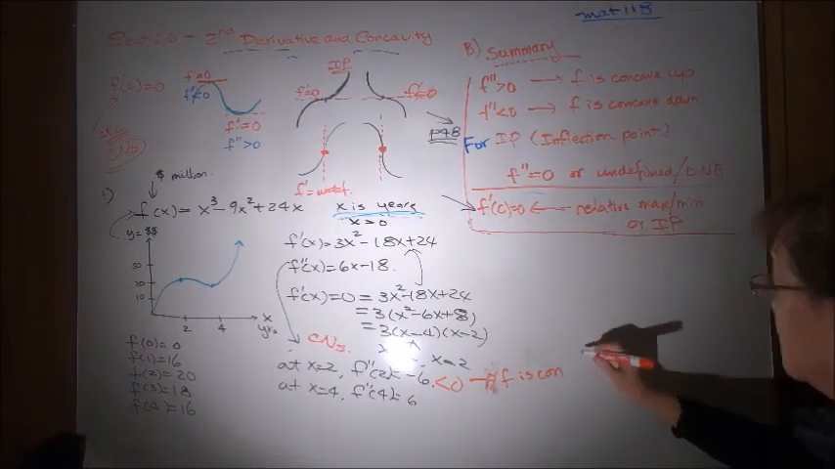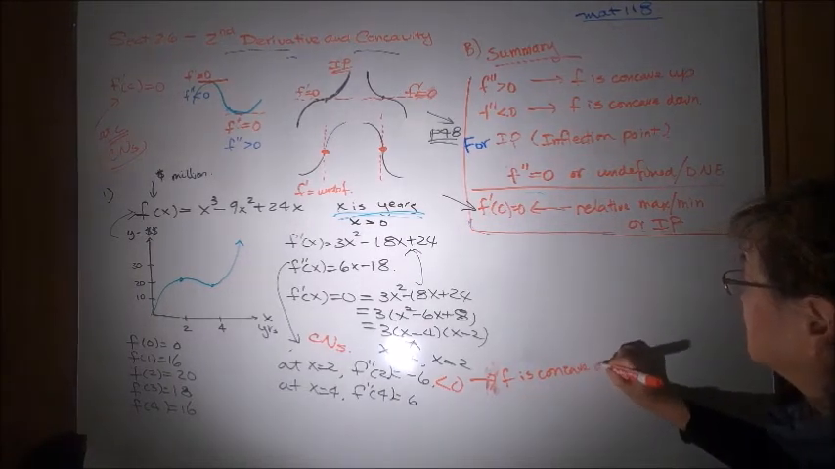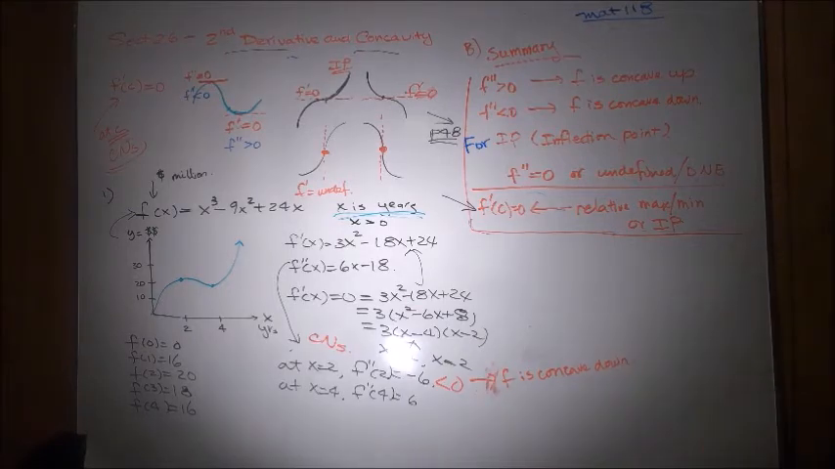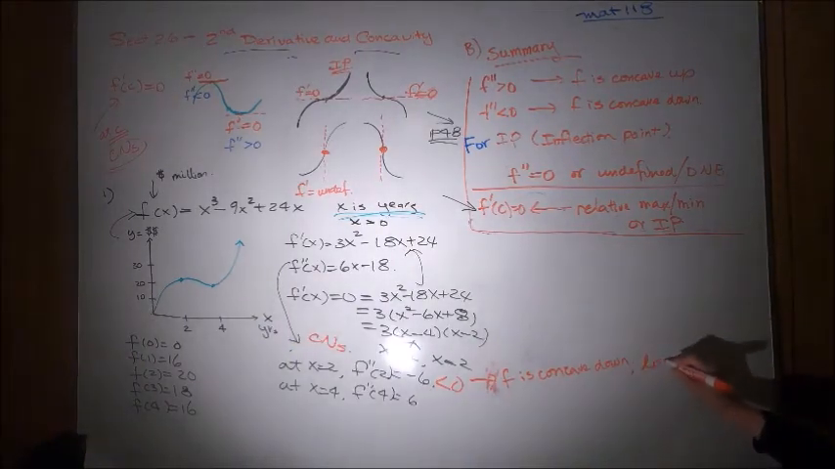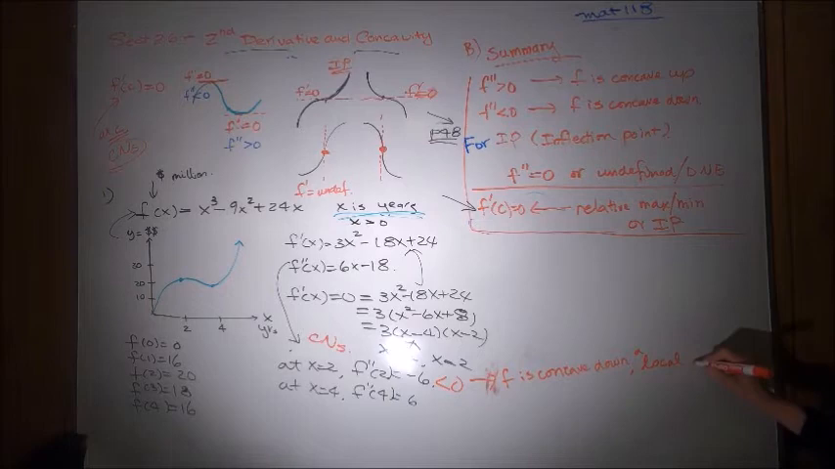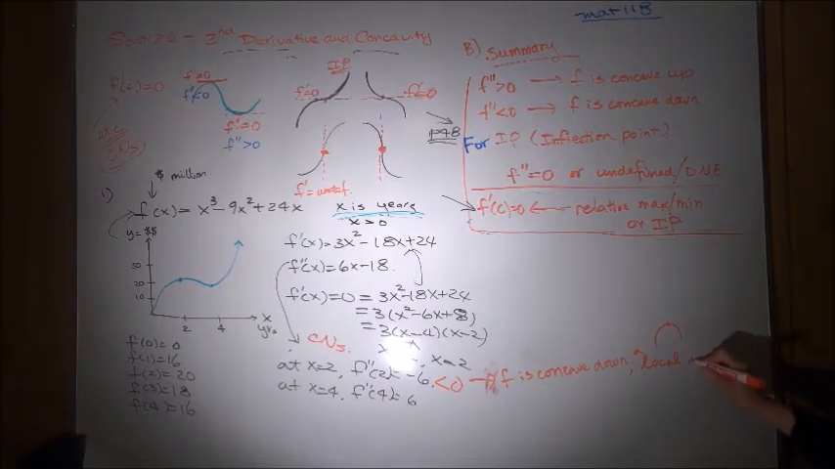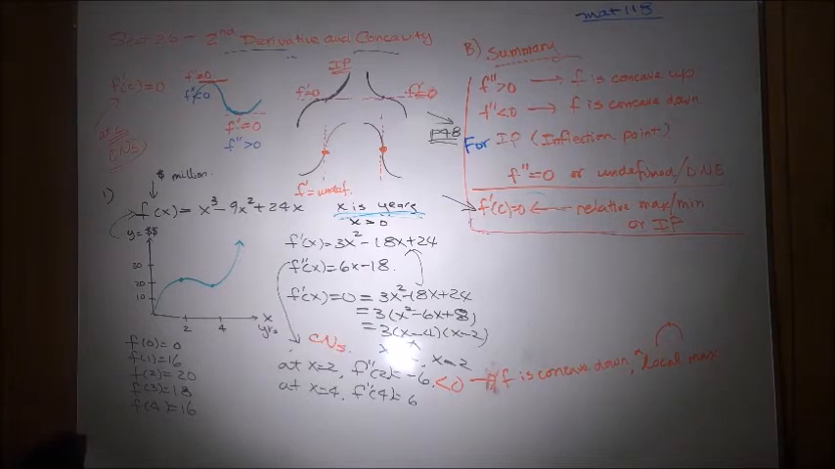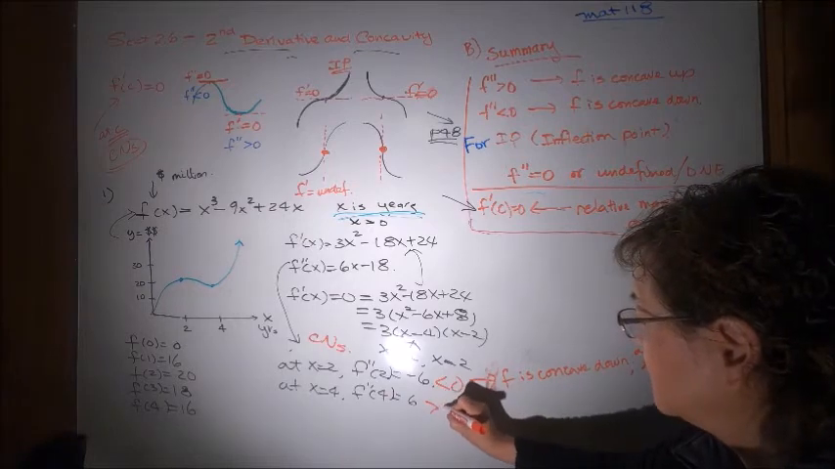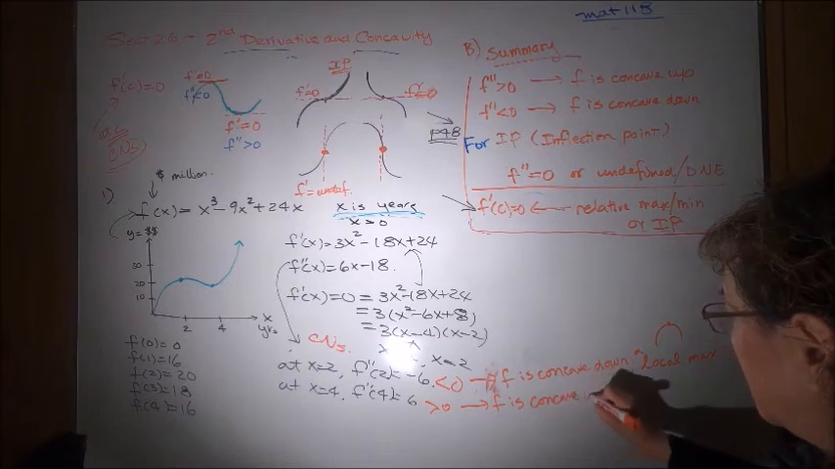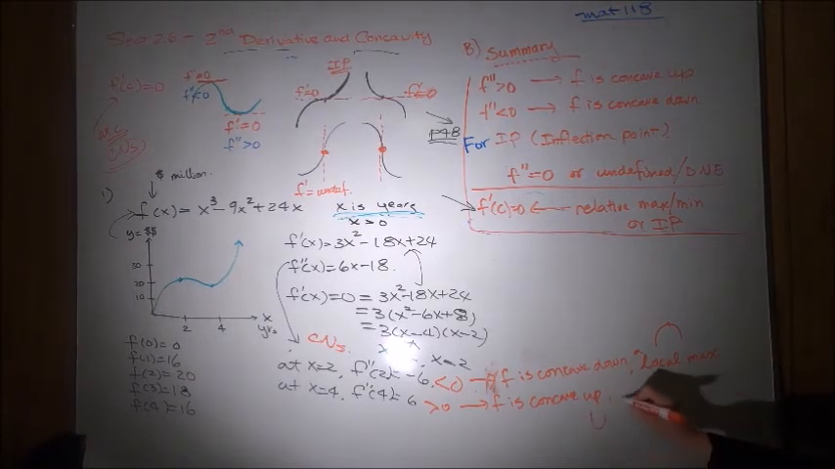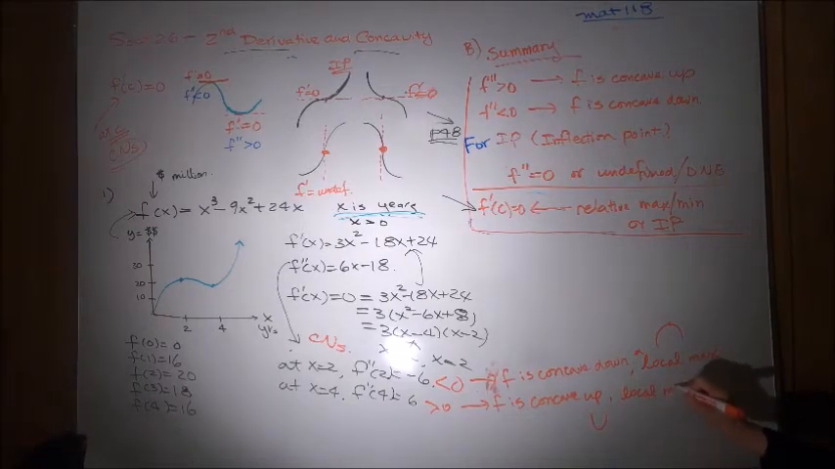Okay, so it says f double prime is less than 0, then the function itself is concave down, right? So if you have concave down, it means what? You have a local, it looks like this. So you have a local maxima. Okay? So if it's bigger than 0, that means what? f is concave up, right? It looks like this, then you have a local minima, right?